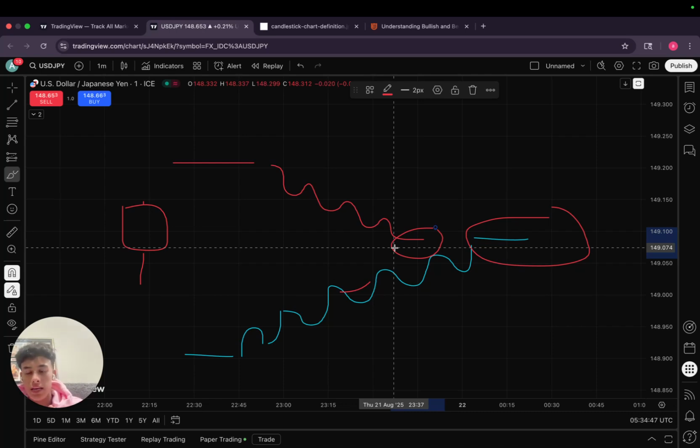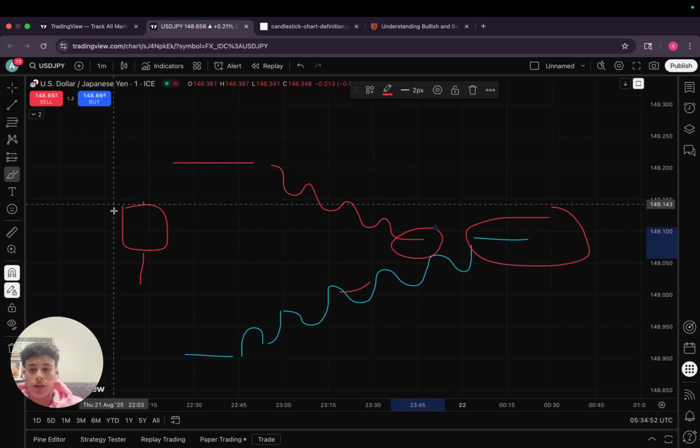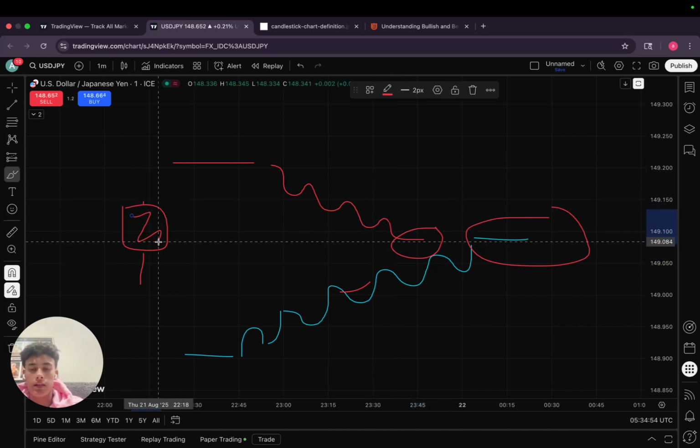So your task for today, mark out dojis, and then mark out these type of candlesticks, like ones with bearish or bullish bias, where you can see the longer wicks towards the top and bottom.